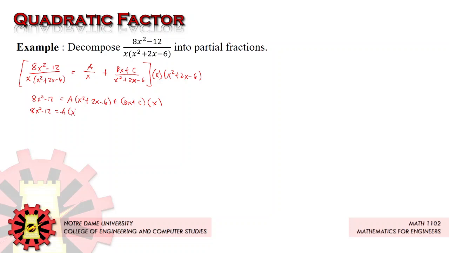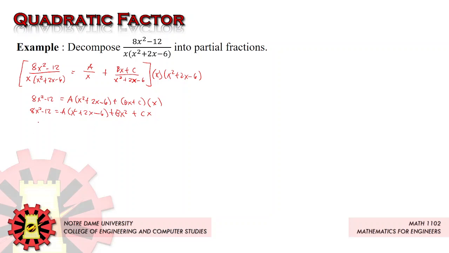Our A would be the same. We cannot expand that anymore. Ito, distribute natin yung x. We have Bx squared plus Cx. I think that's enough. Now, ano ba yung una nating pwedeng makita? Check natin. We have a constant here in A. Sa B and sa C, we don't have a constant factor for that.